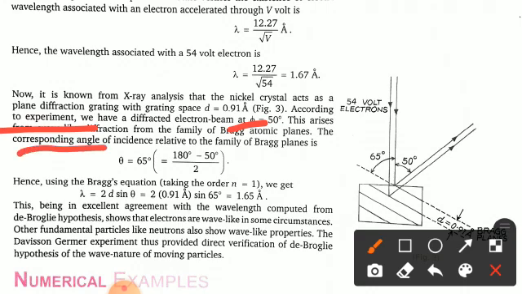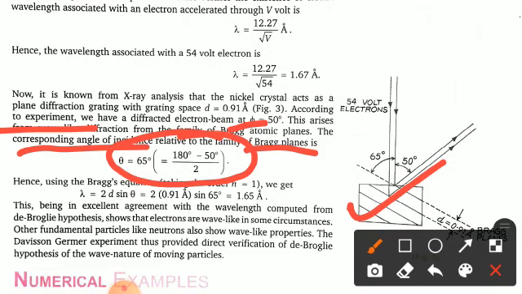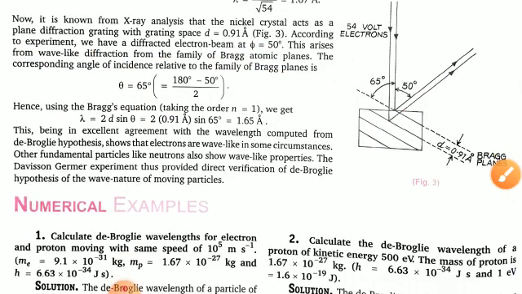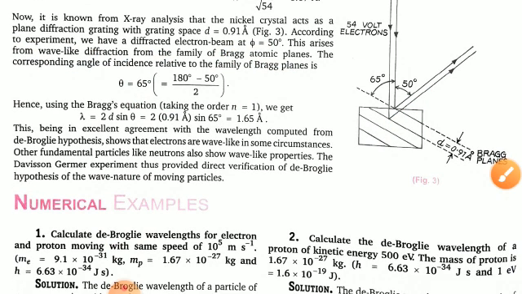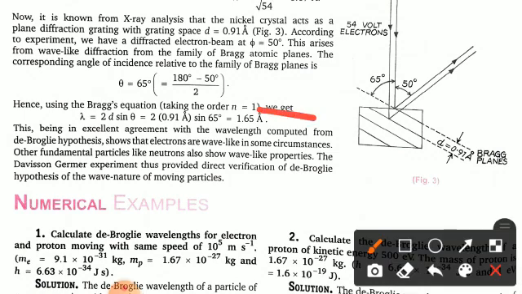The corresponding angle of incidence related to the family of Bragg planes is how much? Theta equals 65 degrees, which you can find from 180 minus, you can see here from this figure. Fine. So using the Bragg equation, taking the order n equal to 1, we get lambda equals 2d sin theta. This is the Bragg equation, and here you can put the value of the spacing d, which is 0.91 angstrom, and in place of theta you can write 65 degrees. So finally the value comes out to be 1.65 angstrom.